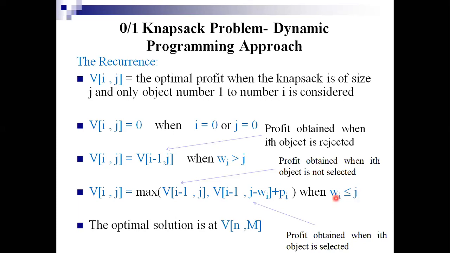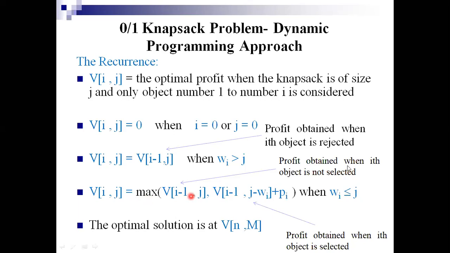So when the weight of the ith object is less than or equal to the capacity j, you will have to consider two scenarios. First scenario is the profit obtained when the ith object is not selected. You don't select the ith object. Let's see what profit I get. Next is the profit obtained when the ith object is selected. So two variations I'll take. Out of those two profits, I'll select the max one.